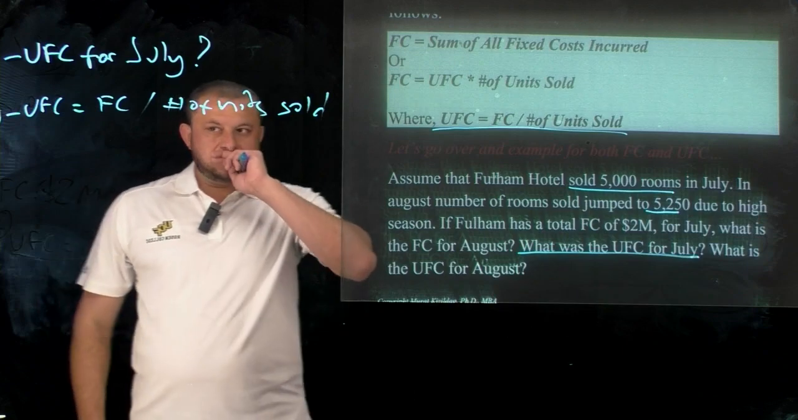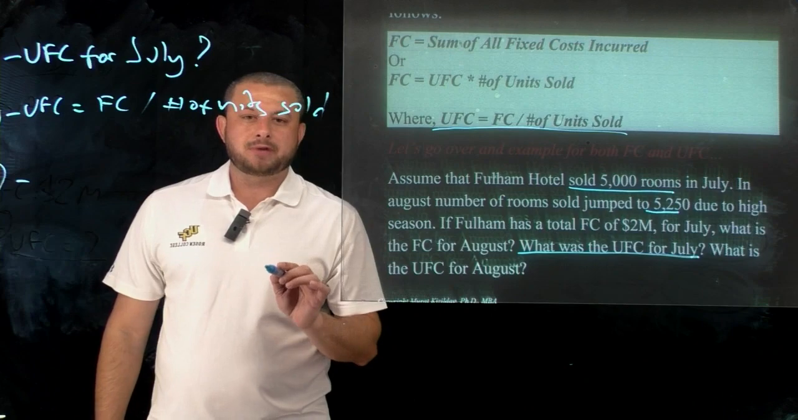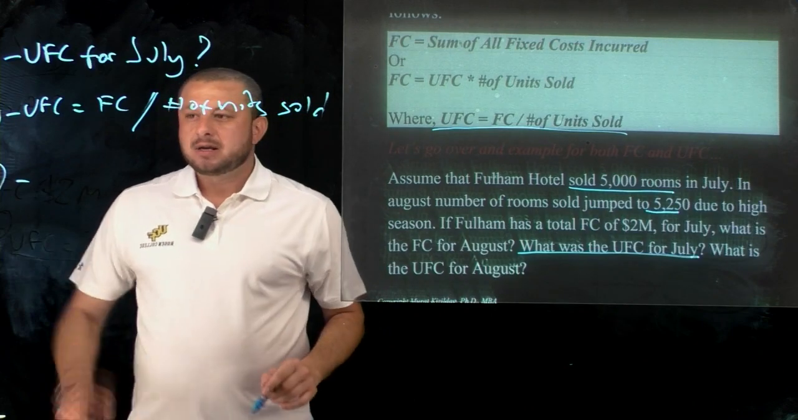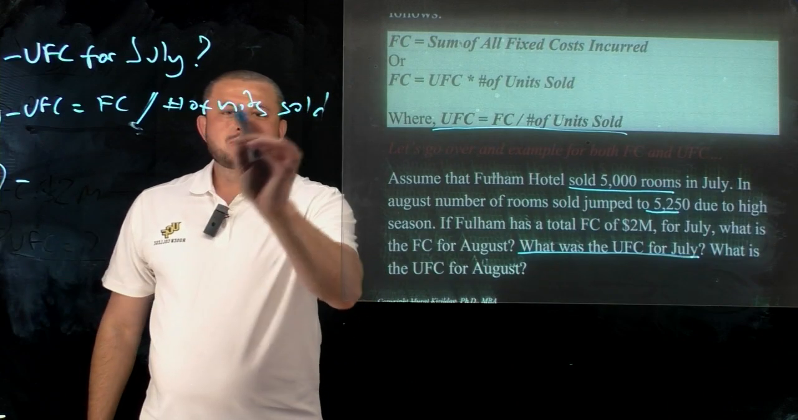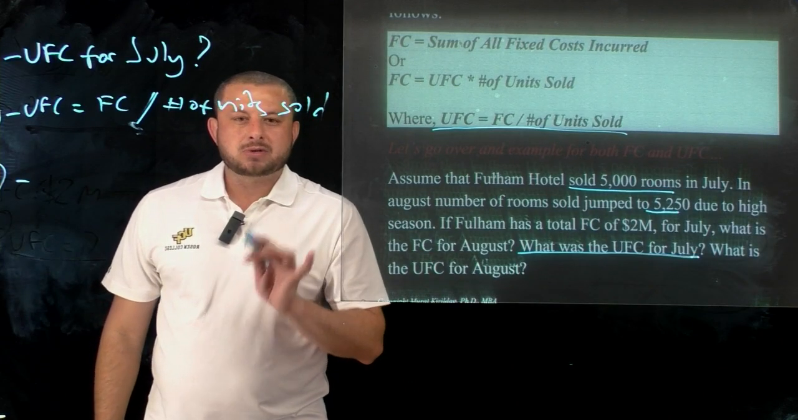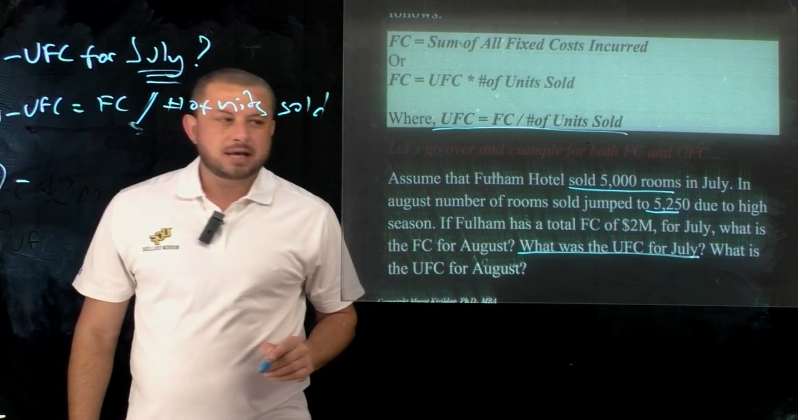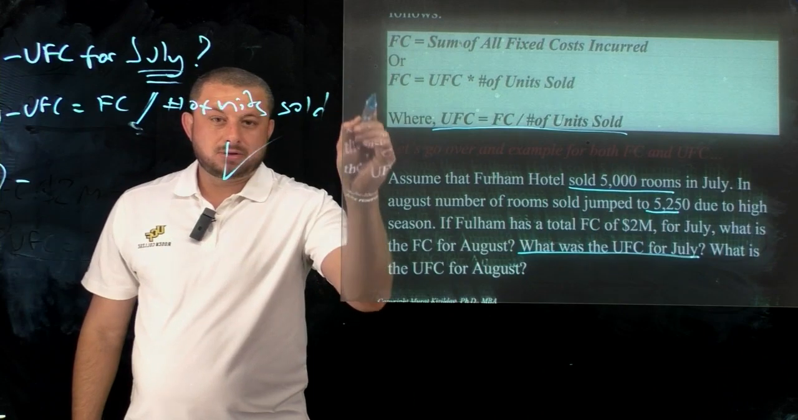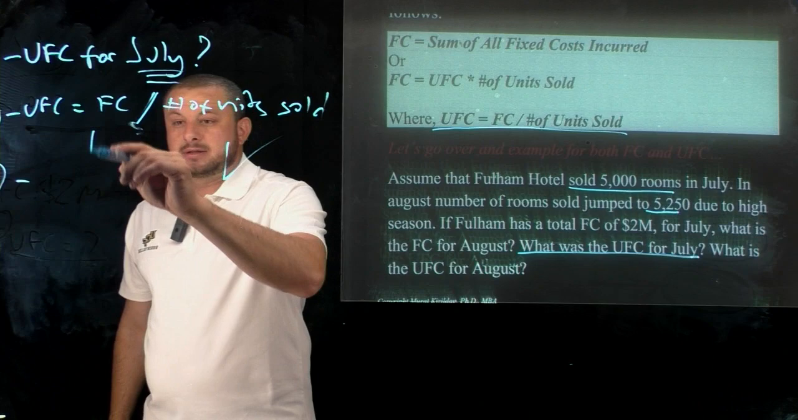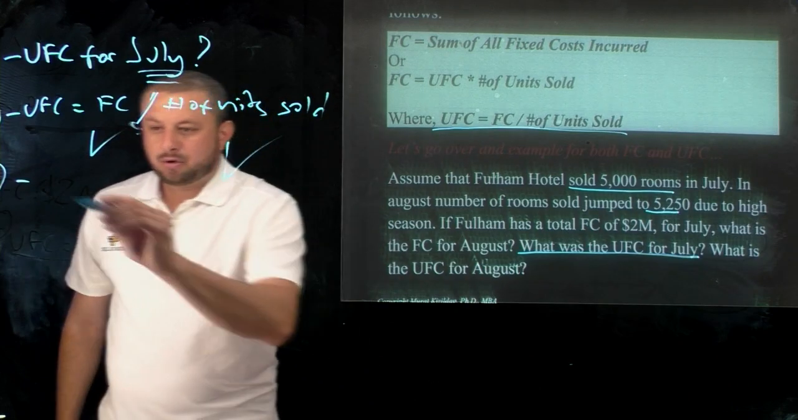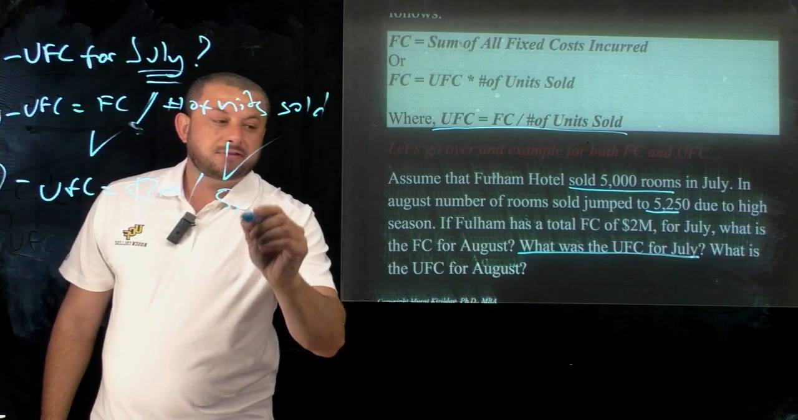It's all for you. Step number 3. What was my step number 3? Analyze the components of the equation. So ask yourself, the components of the equation. This is the equation right here. Ask yourself, do I have number of units sold given in the question? Do you have that for July? This is for July. Do you have that? Yes, you do. Do you have fixed cost given in July? Yes, you do. Okay? Then all we have to do, UFC will be equal to $2 million over 5,000.